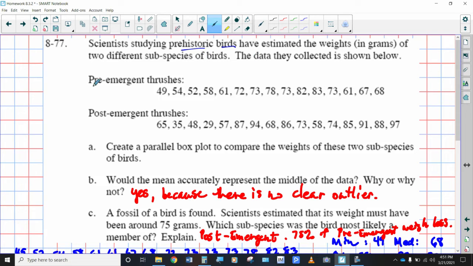I don't know what pre and post emergent means. This problem really frustrates me every single year because I don't get it. Thrushes is a type of bird. I've always thought pre-emergent thrushes were birds that were still in the egg, and post-emergent are ones that hatch from their eggs. But it wouldn't make sense that they're 2 different subspecies. I don't get it, but whatever.